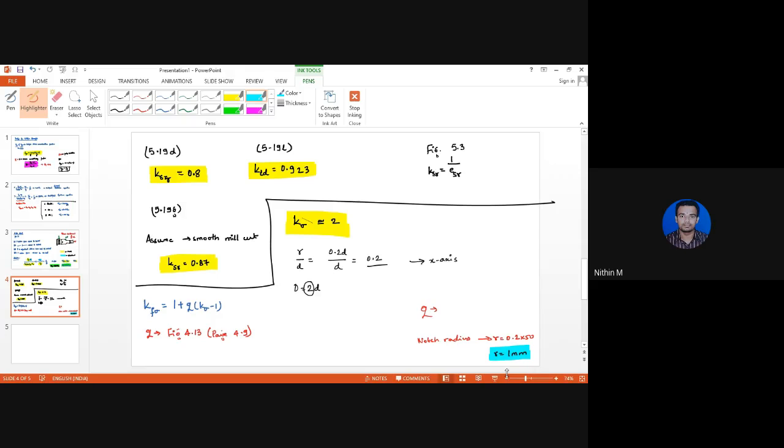Am I audible? Sir, isn't it 10 mm? 0.2 into 50 is 10, right? Okay, 0.2 into 50 is 10 mm. Sorry, this is 10 mm. 10 mm is the notch radius.